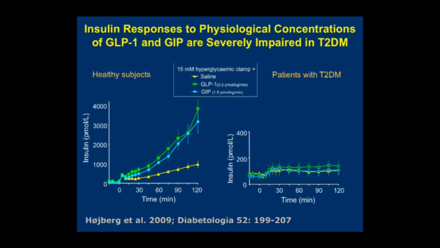And if you do the same experiment in diabetic patients, type 2 diabetes, and just notice that this scale goes up to 400 and this goes up to 4,000. So it's really showing you that nothing happens at the beta cell, and both GIP and GLP-1 are hardly able to stimulate insulin secretion in patients with type 2 diabetes at these doses.